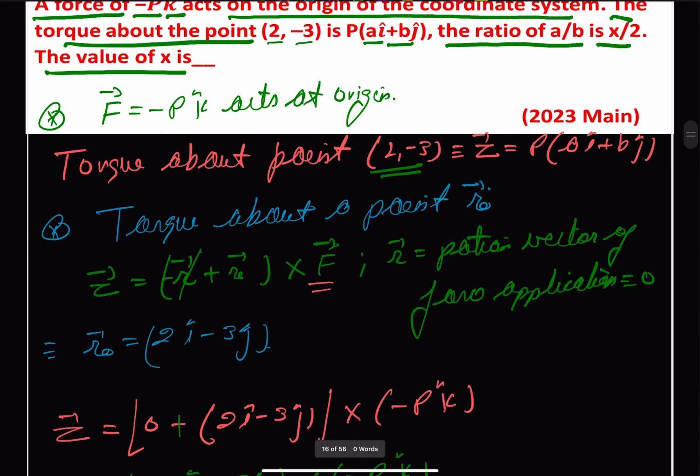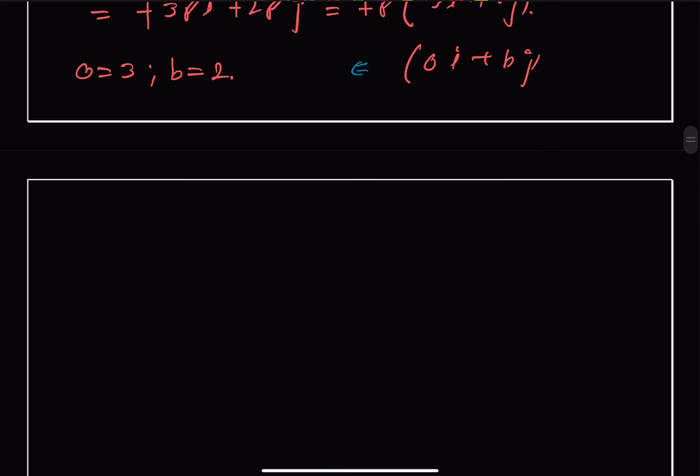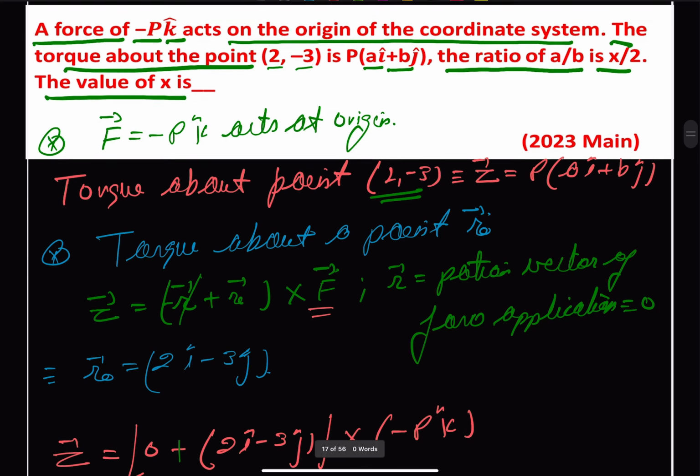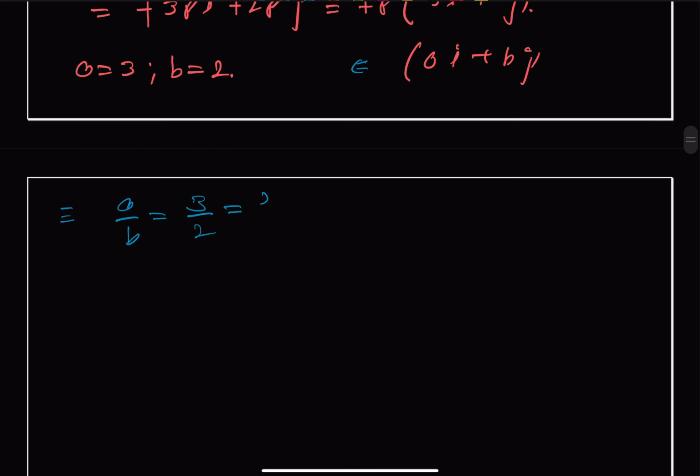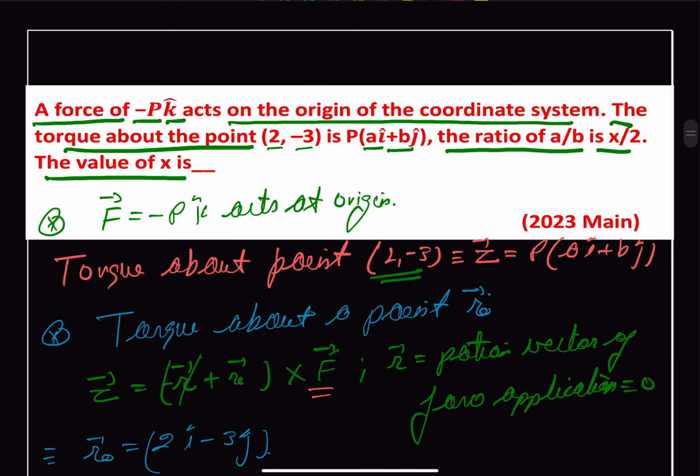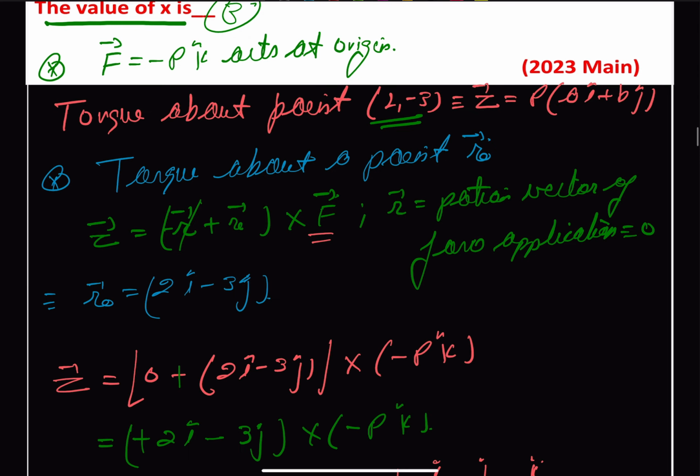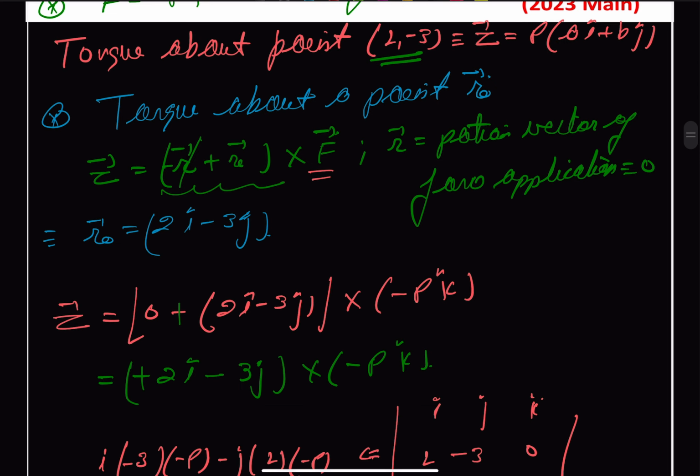And the ratio A upon B is equal to 3 by 2, which is our x by 2. This tells that the value of x is equal to 3. So the value of x is 3. Okay, there was a basic formulation that was wrong. Sorry for that. And next question.